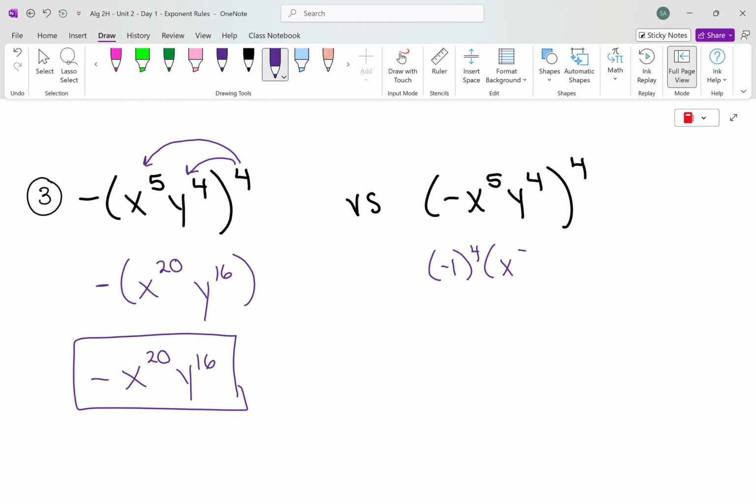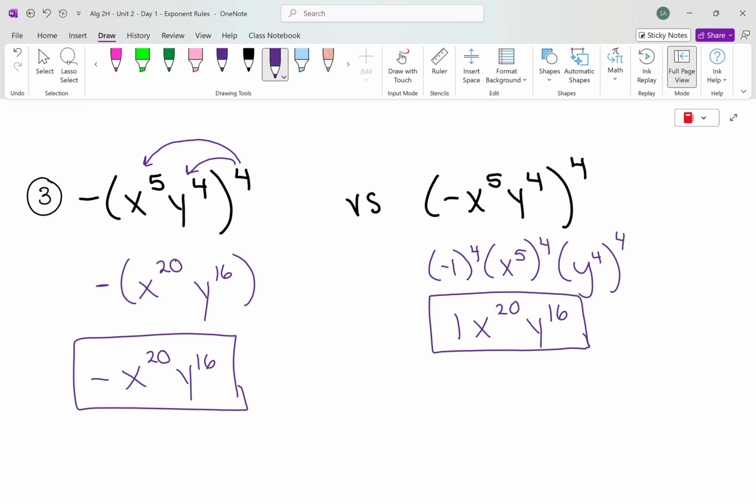Where in the second one, is that negative in the parentheses? Yeah, so this is negative 1 raised to the 4th power, x to the 5th raised to the 4th power, y to the 4th raised to the 4th power. They all get it, even the negative. Negative 1 to the 4th power is 1. When you raise negative 1 to an even power, it's 1. When you raise negative 1 to an odd power, what is it? Negative 1, exactly. So we have positive 1, x to the 20th, y to the 16th.